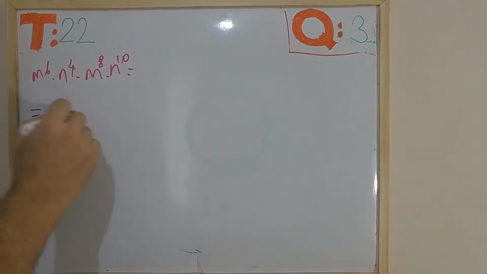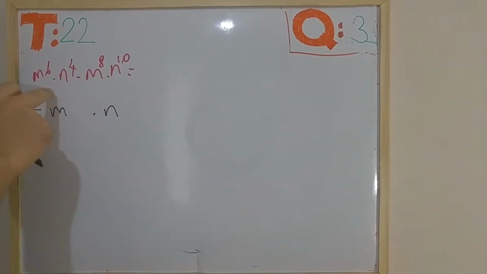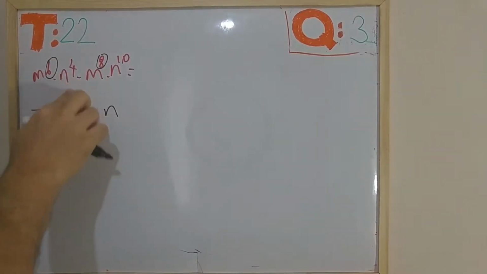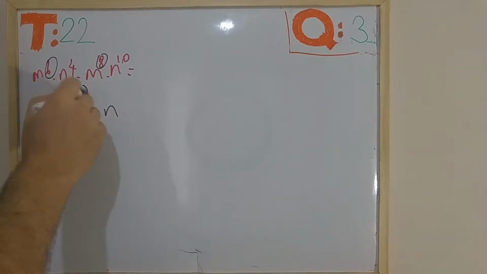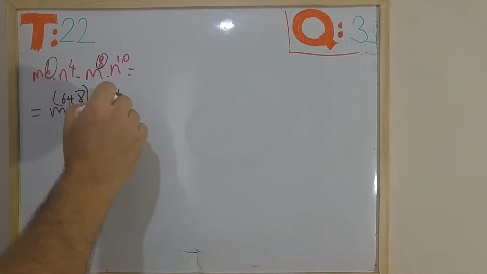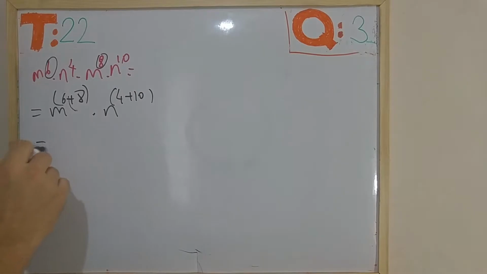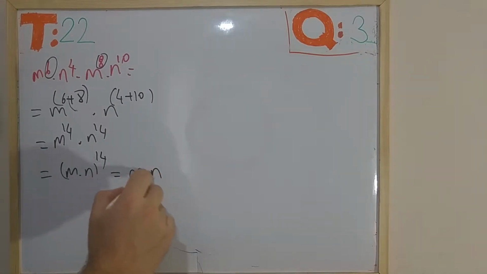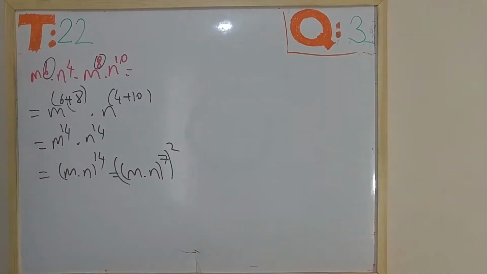This is equal to m to the, what do we have here? 6 plus 8, m to the 6 plus 8 times n to the 4 plus 10, which is equal to m to the 14 times n to the 14, or you can simply say this is equal to m times n to the 7 square.